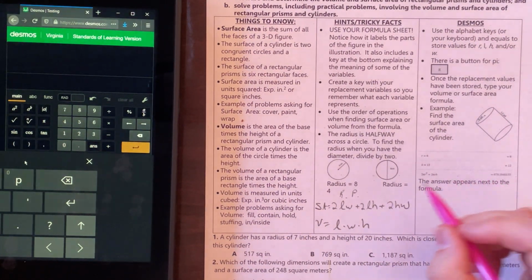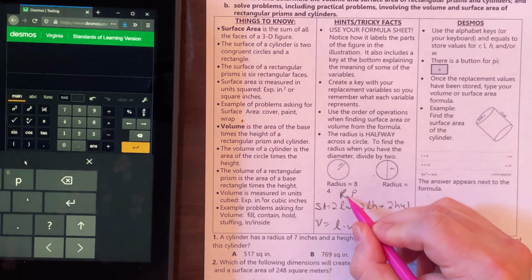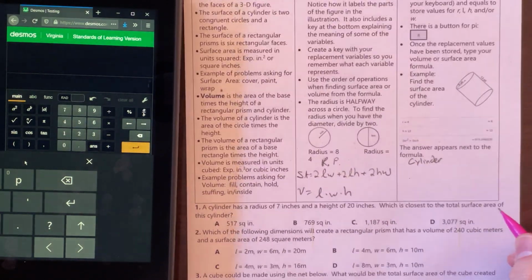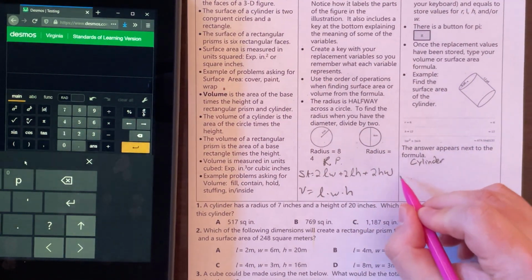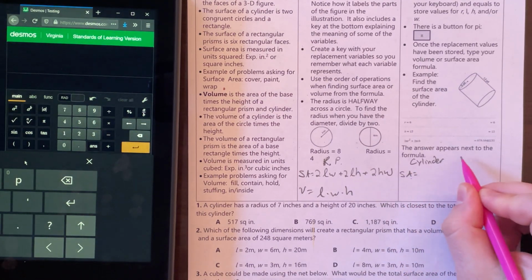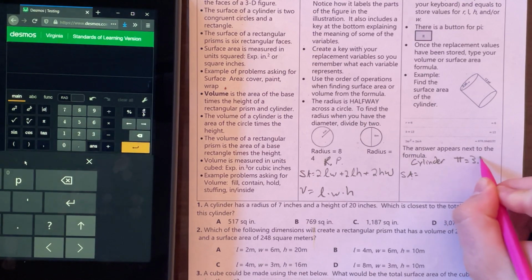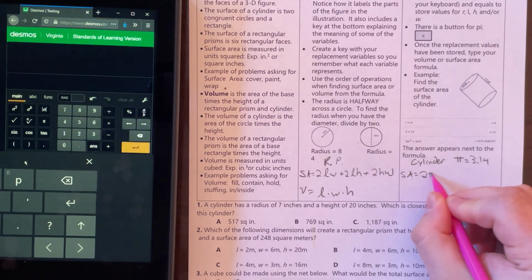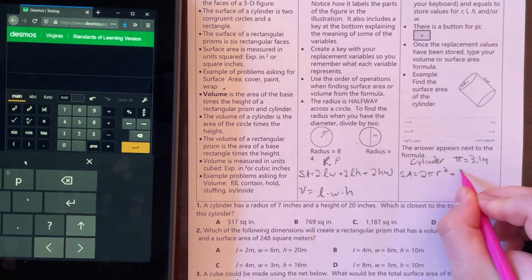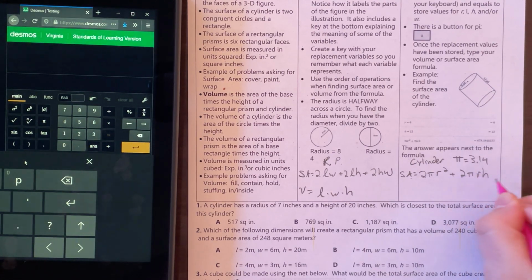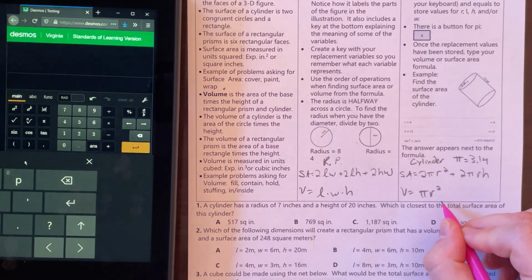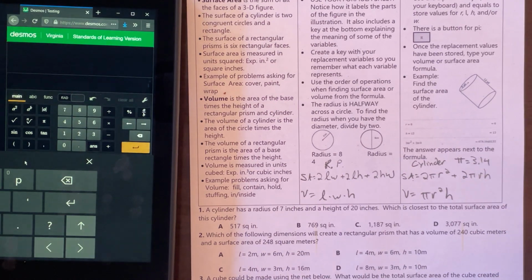Again, make sure you are very careful. This is for the rectangular prism. And then for a cylinder, the surface area is going to be equal to, again, just let pi equal 3.14 for this. That way it's a little bit easier. You could say 2 times pi times the radius squared plus 2 times pi times the radius times the height. And then for volume, it's just the area of that base, pi times the radius squared, times the height.